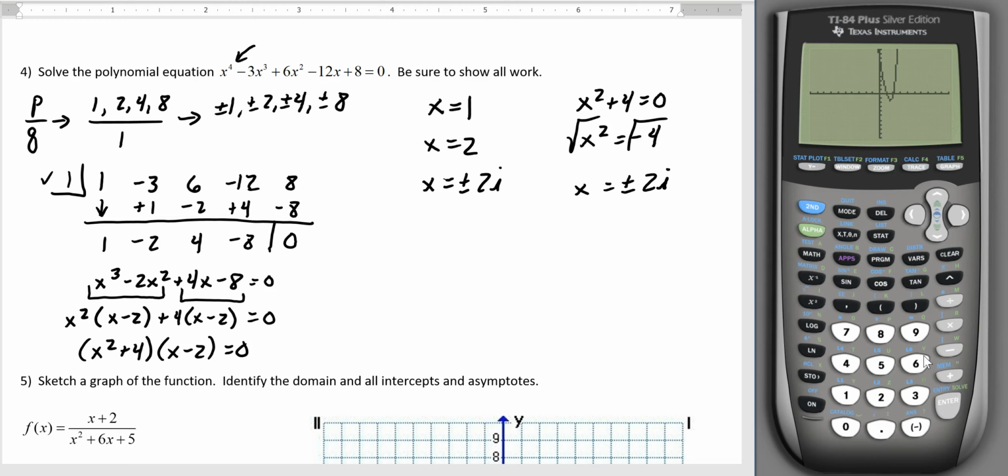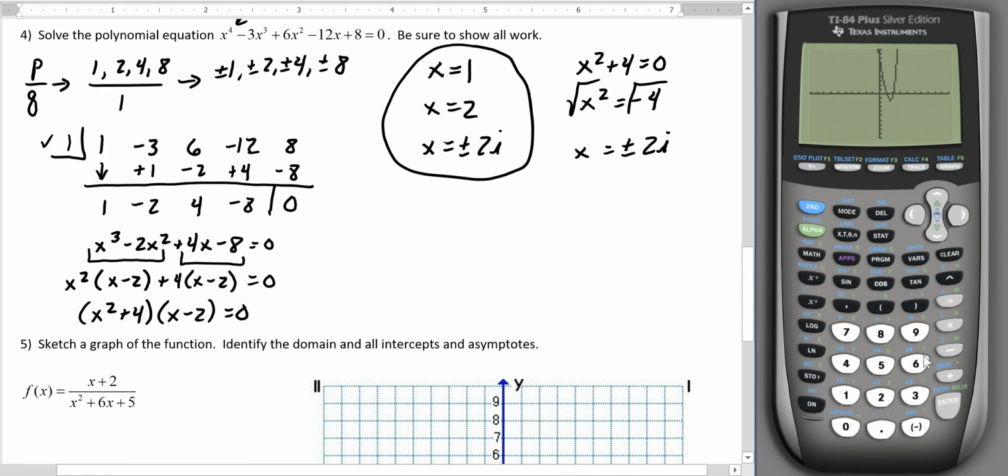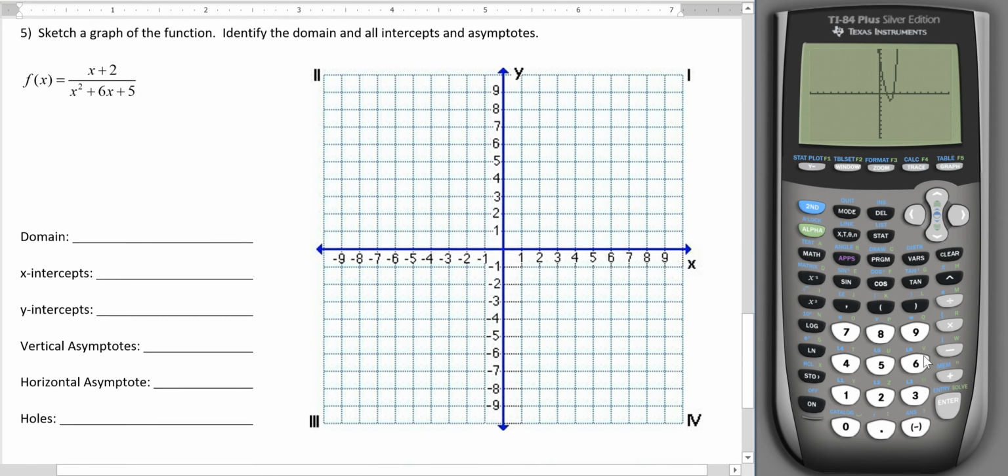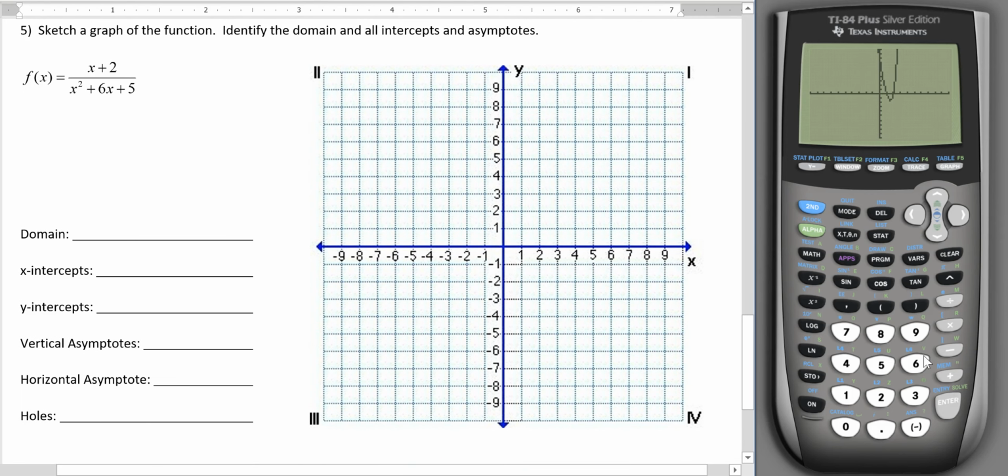And there are my 1, 2, 3, 4 zeros. There we go. Very nice. Okay. That is it for number 4. Number 5, sketch a graph, identify a domain, all intercepts, and asymptotes.